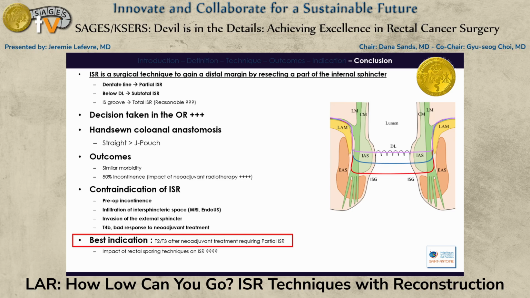Similar outcome for the morbidity, but a worse functional result, and a lot of contraindications: pre-op incontinence, infiltration of the intersphincteric space or the external sphincter, and a huge T4b or bad response to neoadjuvant treatment. So the best indication is a T2, T3 after neoadjuvant treatment that requires a partial ISR. But again, what will become of those indications with the sparing technique thanks to TNT? Thank you very much for your attention.